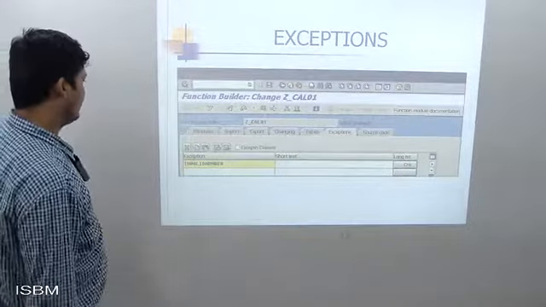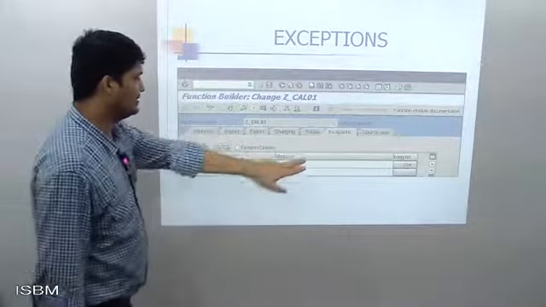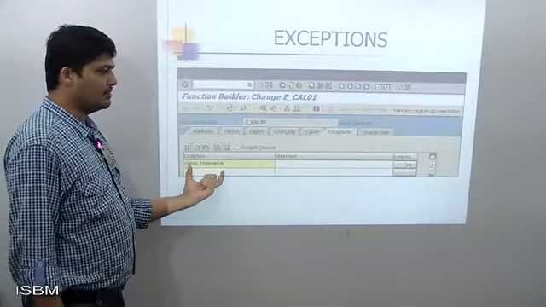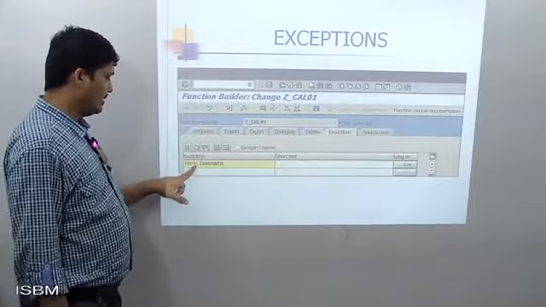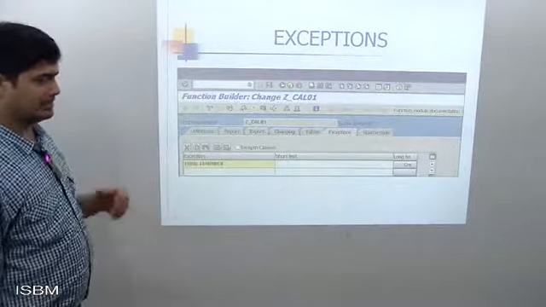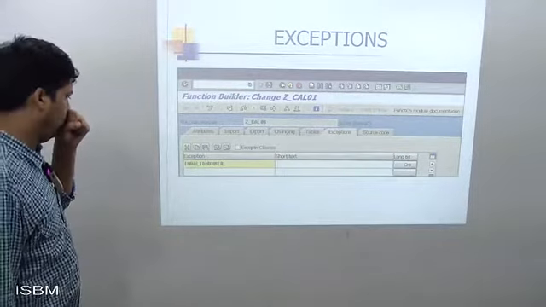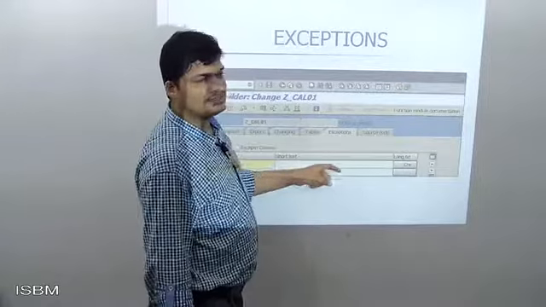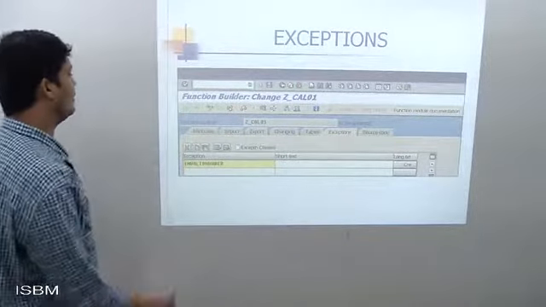See, in the exceptions, what is the exception? Exceptions, I have taken the invalid number. It is a kind of error message. You can write short text over here that it is an invalid number. Like this you can write a code.